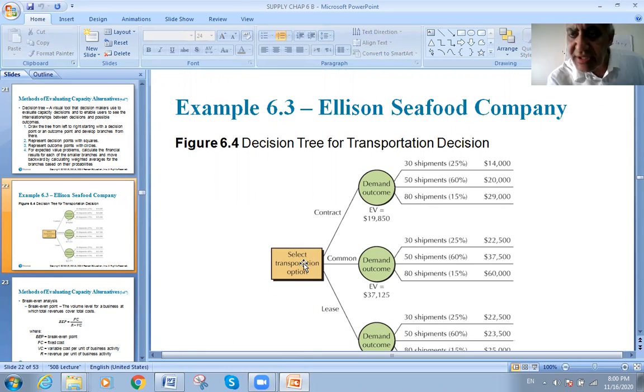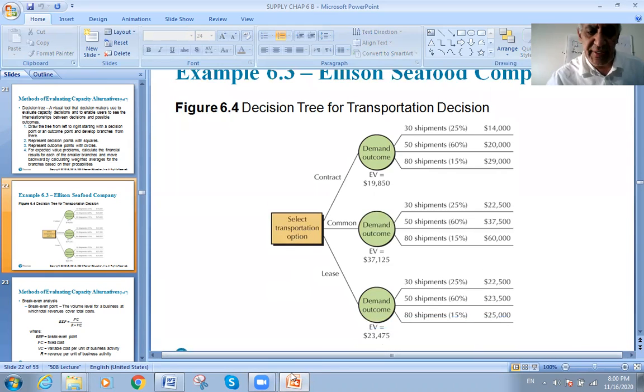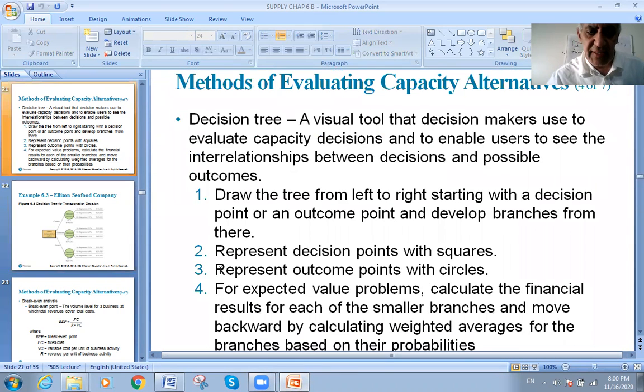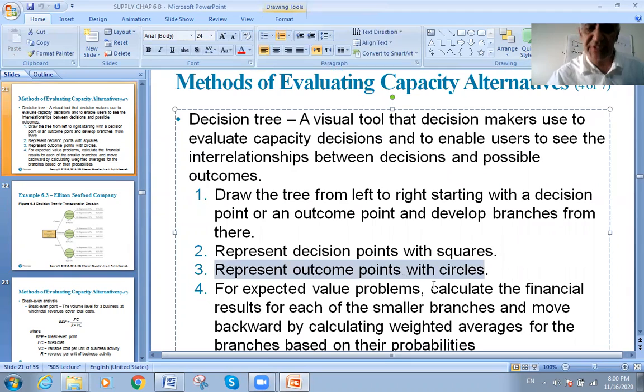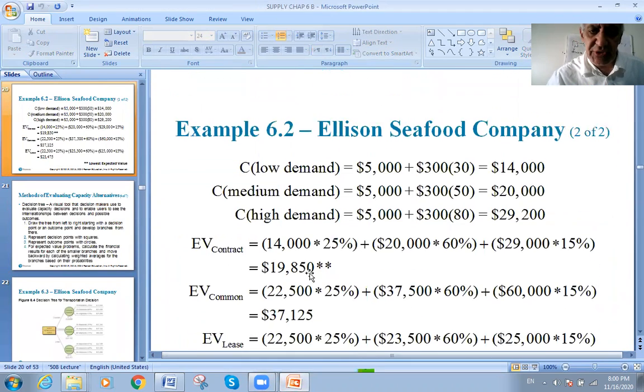What do we mean by decision? We have three alternatives. We have to choose one of them. The word decision means that I have three alternatives here, but I have to choose only one of those alternatives. And elsewhere, represent outcome points with circles. That's what it means, like I will show you now.